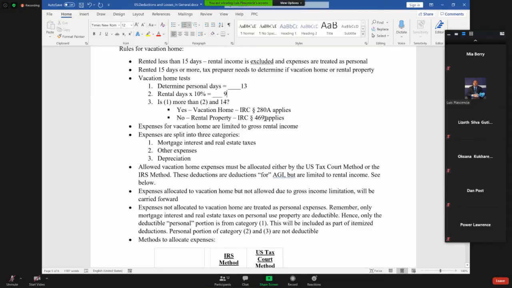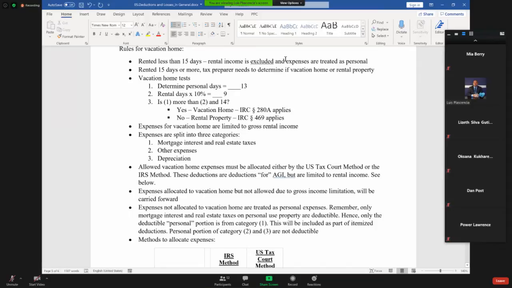All right, so is 13 more than 9? Yes. Is 13 more than 14? No. So what do you have? Section 469 applies. You don't have a vacation home now. Now you have a rental property. So again, 13 is more than 9, but 13 is not more than 14.